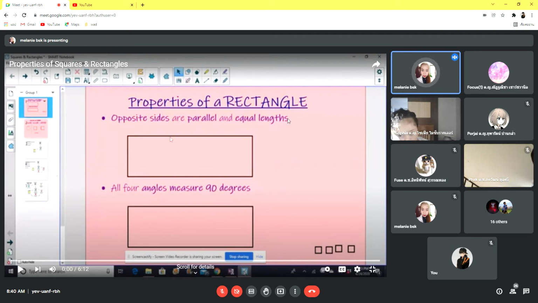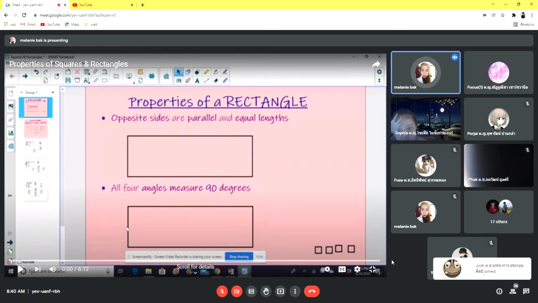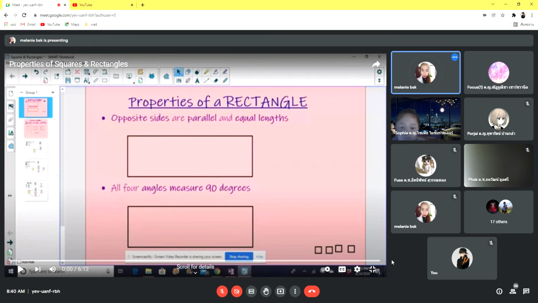We have opposite sides that are parallel and equal. The top and the bottom are the same in size. Next we have equal lengths. They are equal. What else? All 4 angles measure 90 degrees. These are the angles of a rectangle: 1, 2, 3, 4. If it forms an L shape, it means that it is 90 degrees.